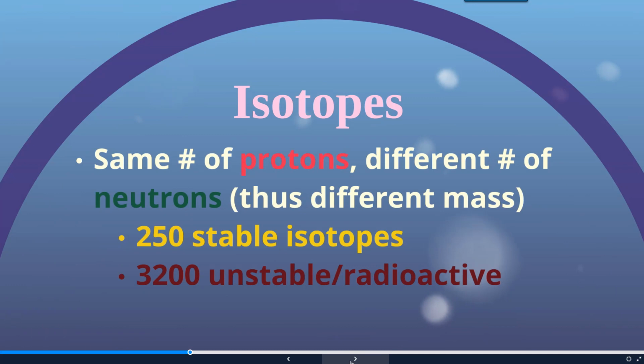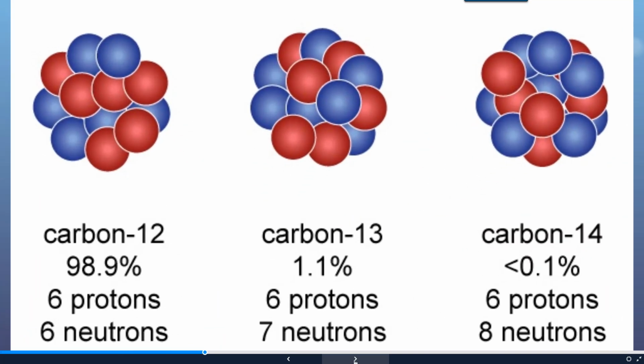Now, isotopes are going to be referring to elements that have the same number of protons but a different number of neutrons, and thus a different mass. There are approximately 250 stable isotopes and approximately 3,200 unstable or radioactive isotopes. A good example of this is with carbon. We find that the majority of carbon represented in nature is in this carbon-12 format. It has 6 protons and 6 neutrons.